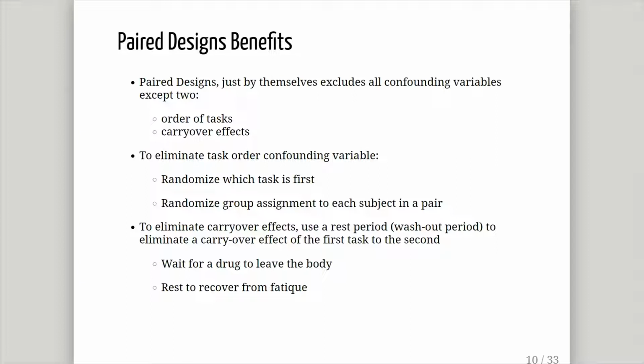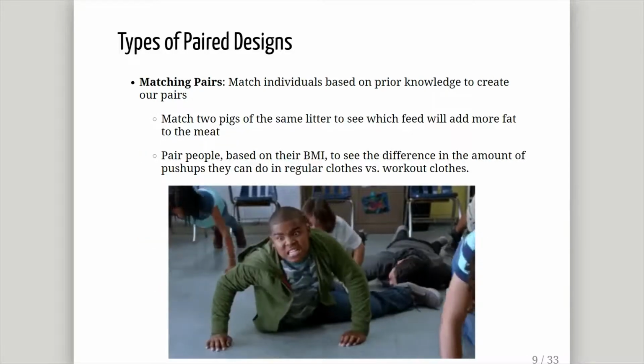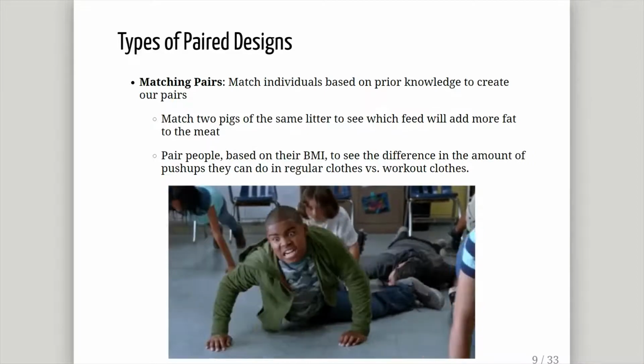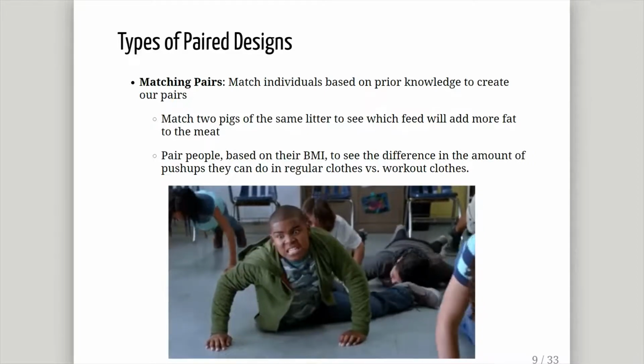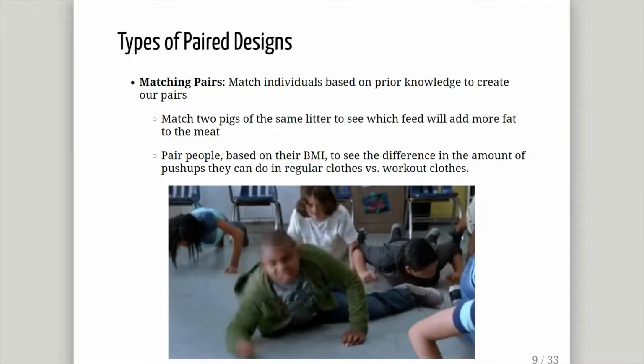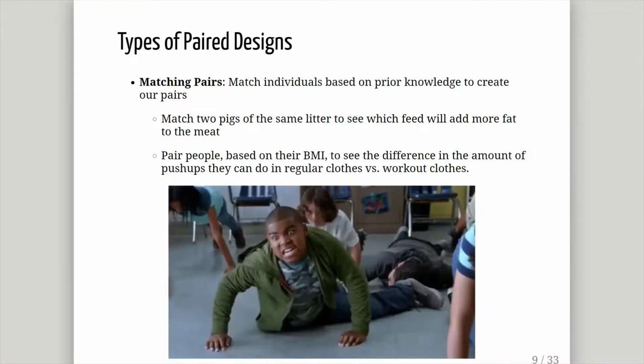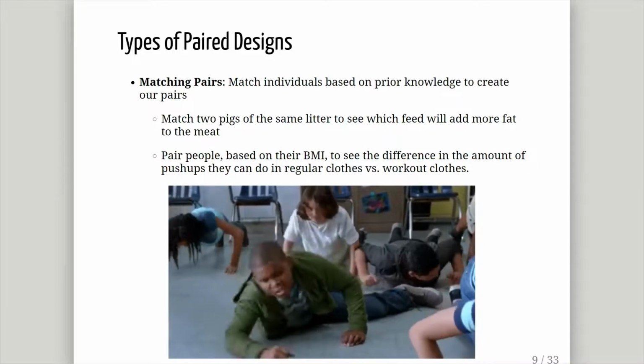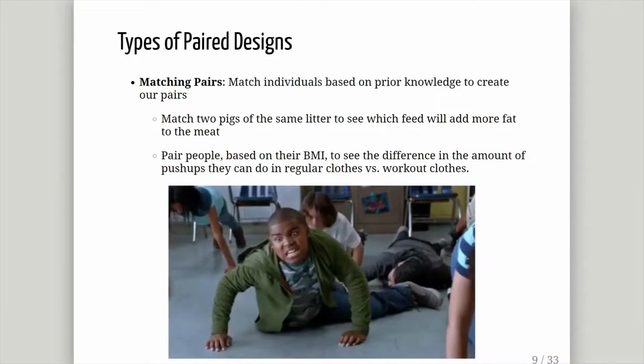If we did a match pairs design, you would just simply randomly assign the group to each subject in a pair. So for example, this guy right here, I would randomly assign whether he got workout clothes or if he got regular clothes. Then whichever type of clothes he didn't get, I'll just give that to his partner.